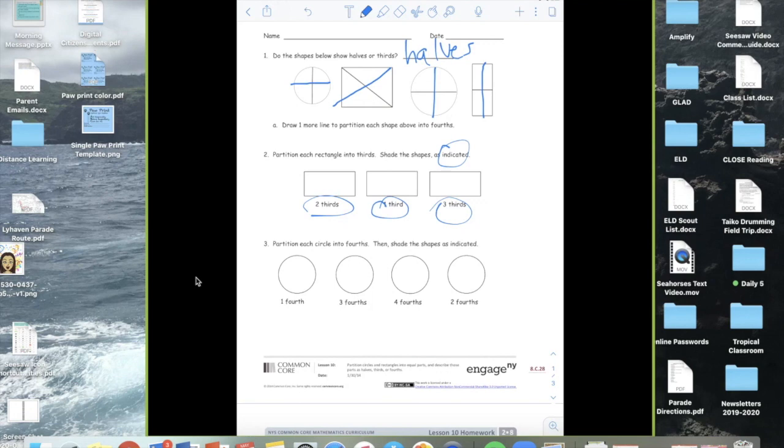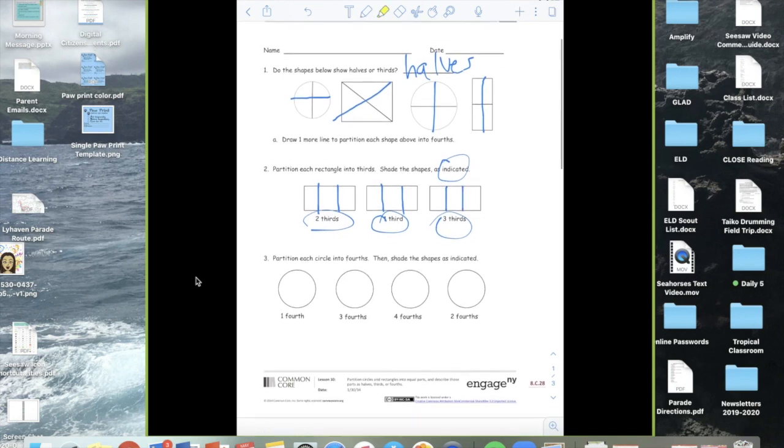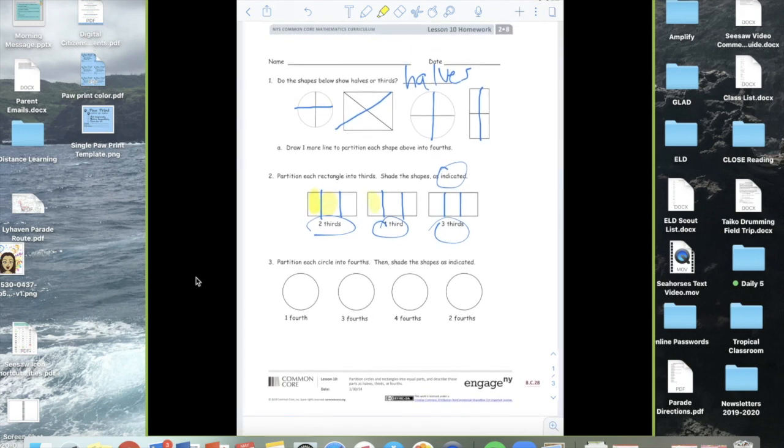Okay? So I'm going to partition them into thirds. I'm actually just going to use horizontal lines. Oops, I meant vertical lines. I always get those two mixed up. I don't know about you guys. So I'm going to use vertical lines because they're just a little bit easier than those horizontal lines. Okay, and then I'm going to shade in 2/3, which means I need to shade in 2 parts. 1/3, I'm going to shade in 1 part. Oops, sorry, my friends. And then 3/3, the whole thing.